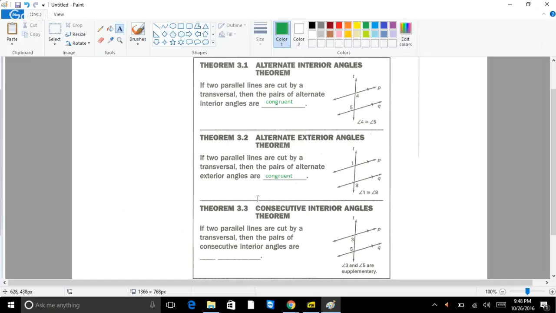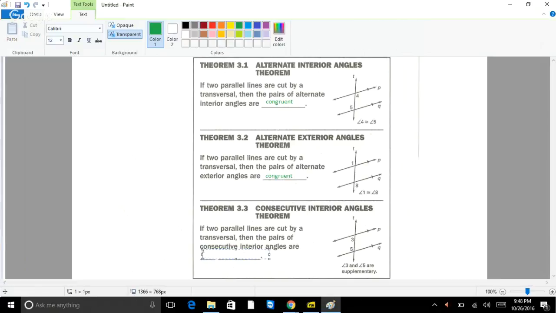And lastly, we have theorem 3.3, which is our consecutive interior angles. Interior, again, is inside, but instead of being alternate, they're consecutive. It would be nice if the answer to this was congruent also, but it's not, because if you think about it, how can the alternate angles be congruent and the consecutive angles be congruent? That would be a little bit tricky to do. So if 2 parallel lines are cut by a transversal, then the pairs of consecutive interior angles are supplementary.